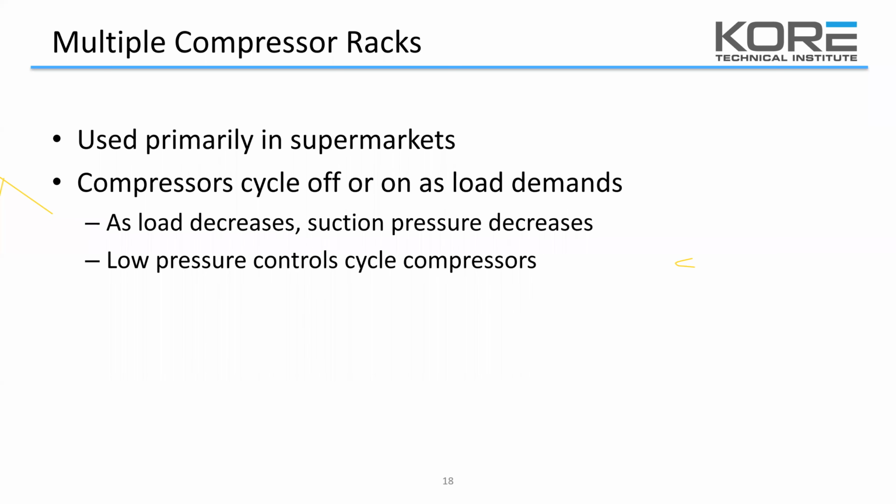So let's move into capacity control on a rack where you have parallel compression, parallel racks. What you see mostly in supermarkets, where you actually turn compressors on and off as load increases and decreases. So to maintain your suction pressures, when your suction pressures drop down and the store closes and pulls curtains and you just don't have the load, you obviously don't need all the compressors that you have under full load conditions. So you have low pressure controls that are actually going to cycle compressors on and off.